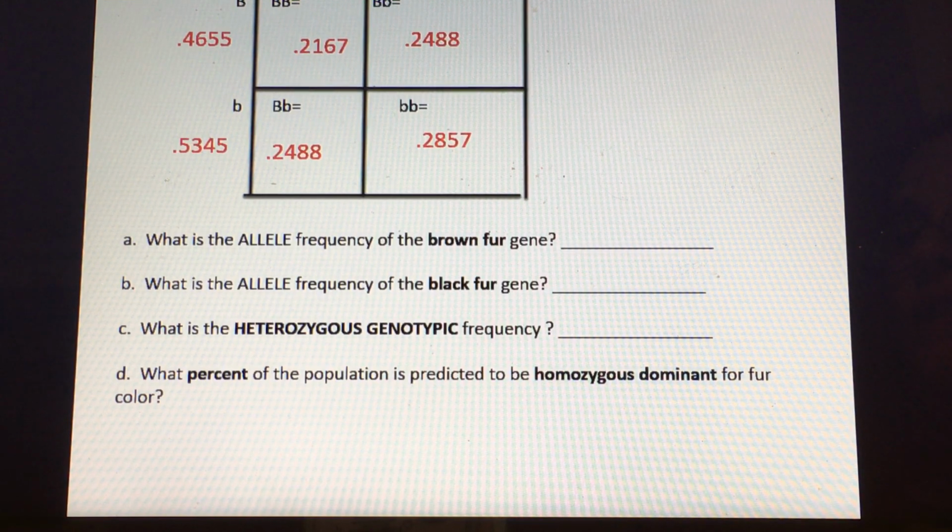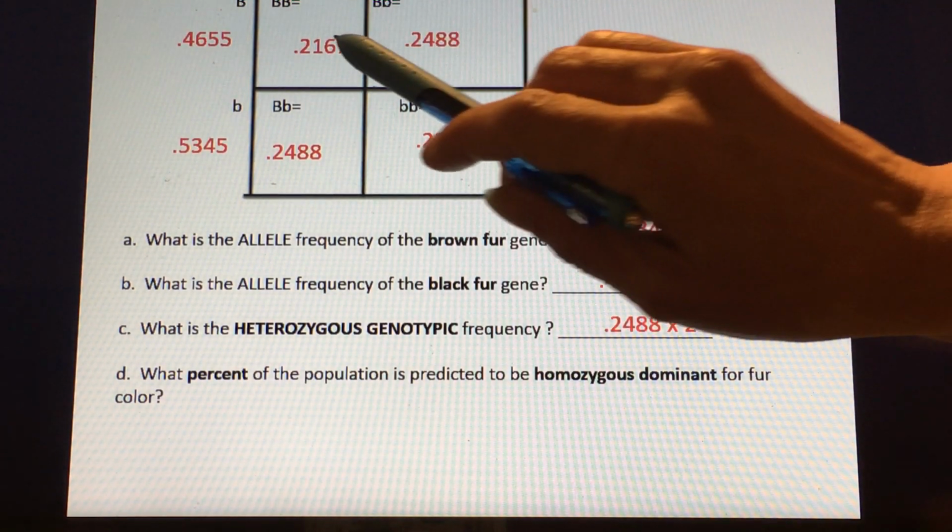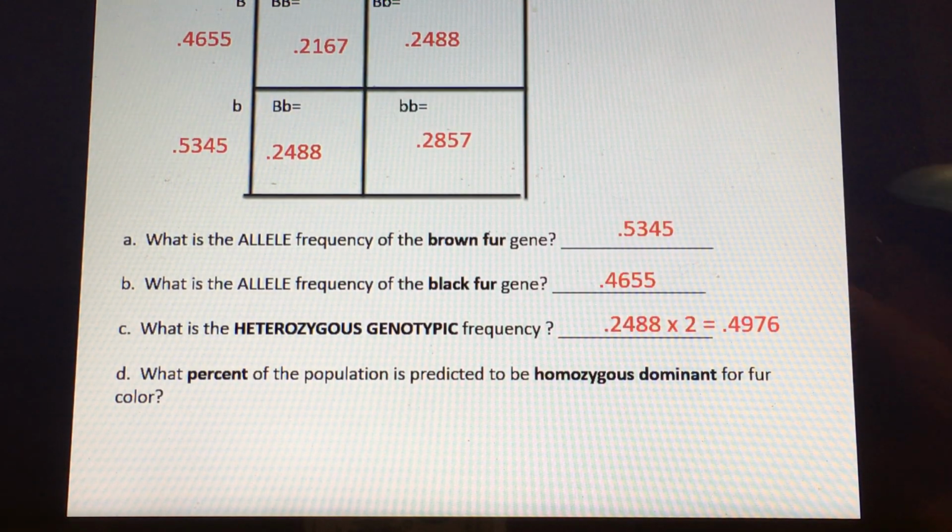So the allele frequency of the brown allele is 0.5345. The black fur allele was 0.4655. And the heterozygous genotypic frequency was 0.2488 times 2. And so what percent of the population would be homozygous dominant? Well, you just take the homozygous dominant genotypic frequency and multiply by 100, also known as moving the decimal place 2 to the right, and get 21.67%.